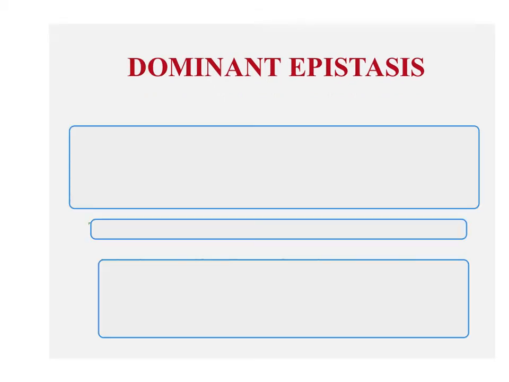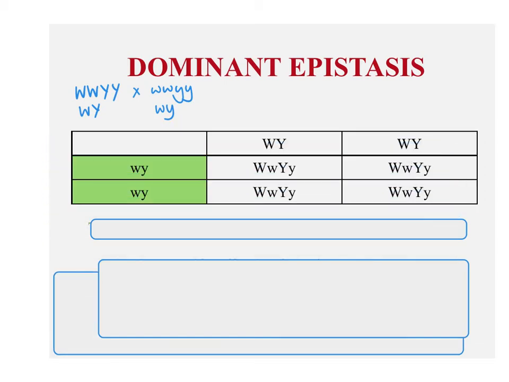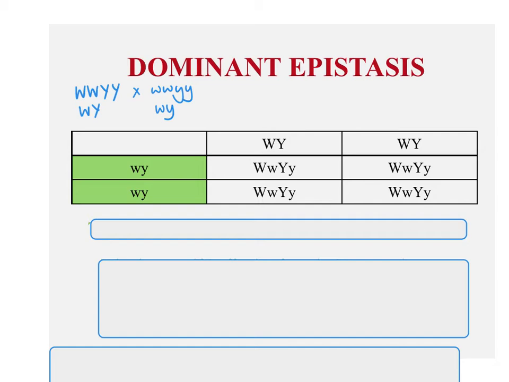So we're looking at a homozygous dominant parent, so big W, big Y, and a homozygous recessive parent, so little w, little y. Now both of those crossed together, we're going to get the gametes big W, big Y for this parent and little w, little y for the other parent. And your Punnett square should look something like that.